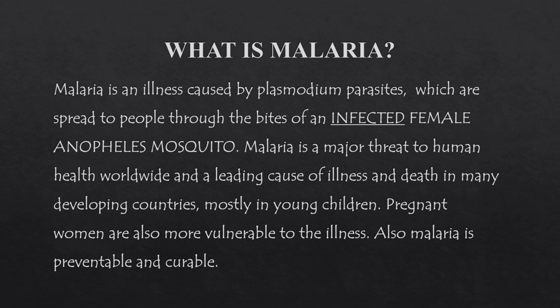Malaria is an illness caused by Plasmodium parasites, which are spread to people through the bite of an infected female Anopheles mosquito. Not any female Anopheles mosquito, but the mosquito which is infected by the Plasmodium. Malaria is a major threat to human health worldwide and a leading cause of illness and death in many developing countries, mostly in young children, because young children have a weakened immune system. Their immune system is not as strong as an adult's. Pregnant women are also more vulnerable to the illness. Also, malaria is preventable and curable.